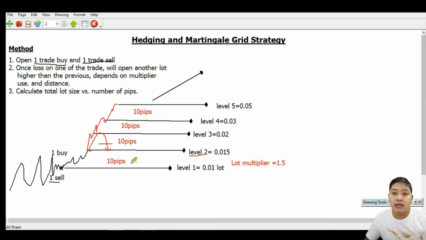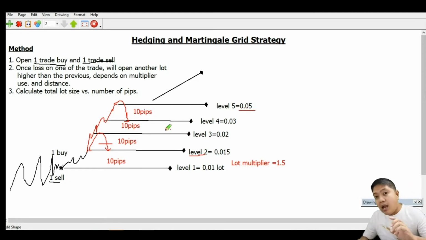You can close this trade automatically if you're using bots, but if you're using manual, you can use trailing profits. So if the market keeps going up and doesn't turn, it will keep opening trades. As it goes up more, your level and your lot size keep increasing. Then if the market reverses here, you only need at least about 10 pips to close all these trades.